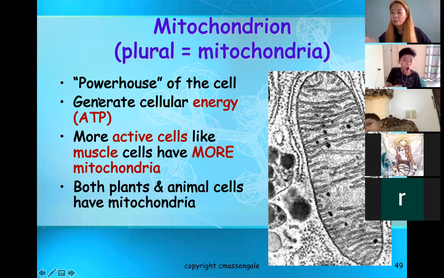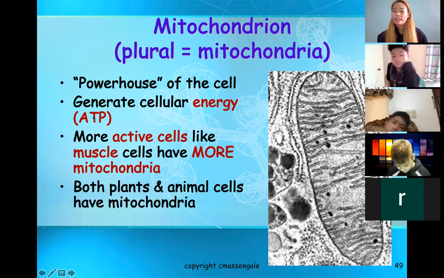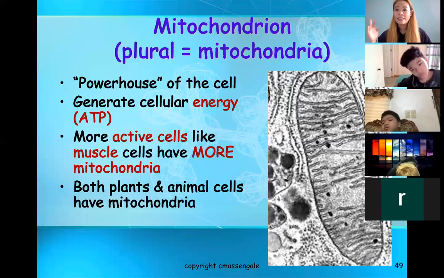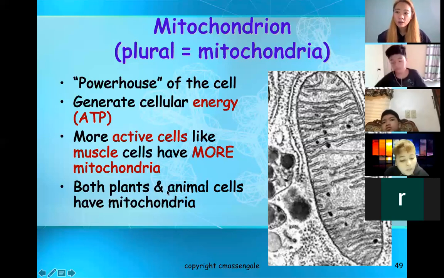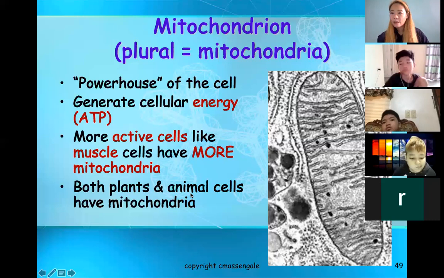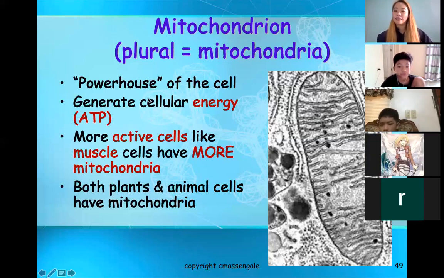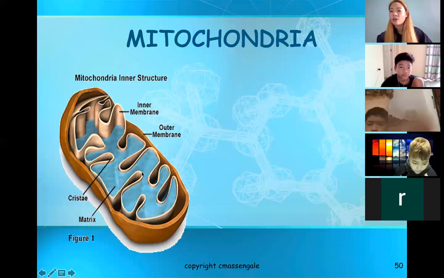The reason why it's called the powerhouse is because it produces the energy in the form of ATP that our cells need. Okay? And because all cells need energy, it means that the mitochondria is found in both plant and animal cells. So you can find the mitochondria in both plant and animal cells. Okay? Questions about the mitochondria? So this is what a mitochondria looks like.